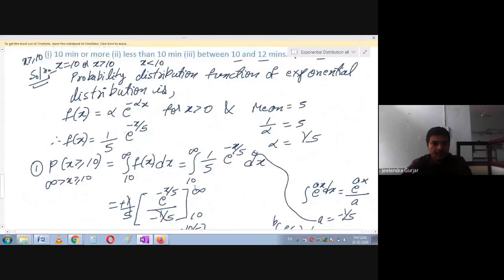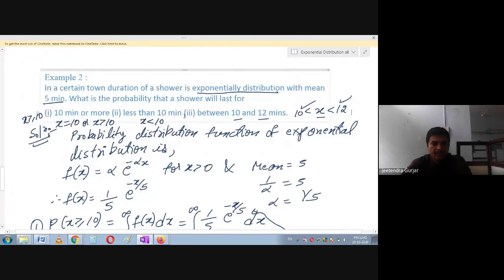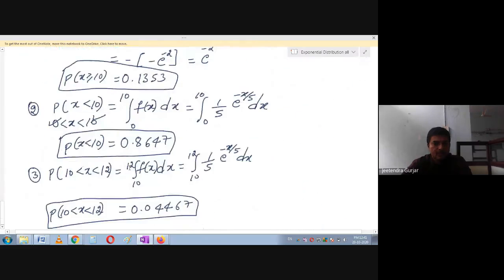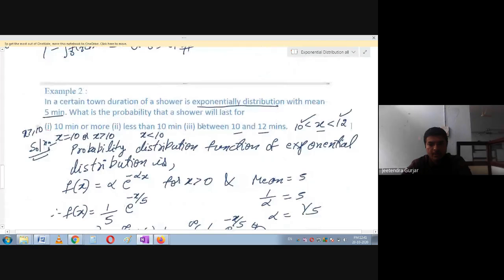Next, you can see in the second case, what they have told: less than 10 minutes means for the random variable you have to choose x less than 10. It means the lower limit will be 0. In the exponential distribution we have already discussed, if the lower limit is not mentioned, you have to consider it as 0 only. So integration 0 to 10 of f of x dx, substituting the values, we get the probability 0.8647, students.